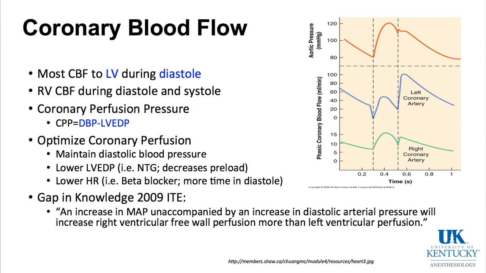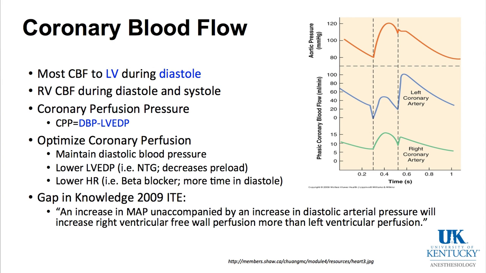If we're calculating coronary perfusion pressure, we can do that by taking diastolic blood pressure, when the left ventricle is getting most of its blood, minus the pressure inside the heart, which is the LVEDP, and we can try to optimize coronary perfusion by keeping that diastolic blood pressure up and lowering the pressure inside the heart. Nitroglycerin, when we give it, dilates the capacitance vessels, decreases preload, reduces LVEDV and LVEDP, and also is a coronary vasodilator, optimizing coronary perfusion. And another way to optimize coronary perfusion is to lower the heart rate.